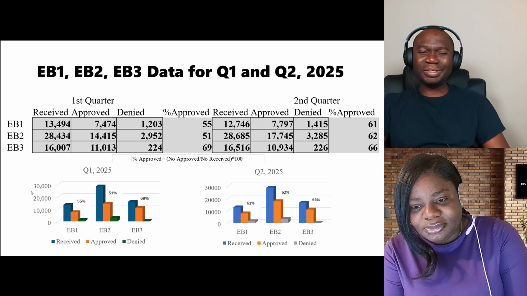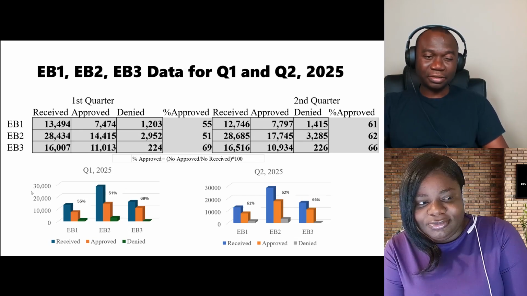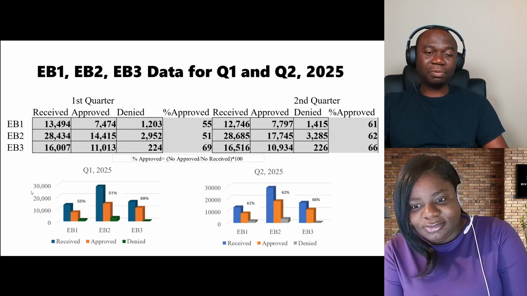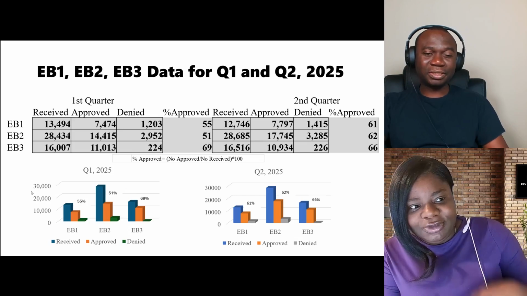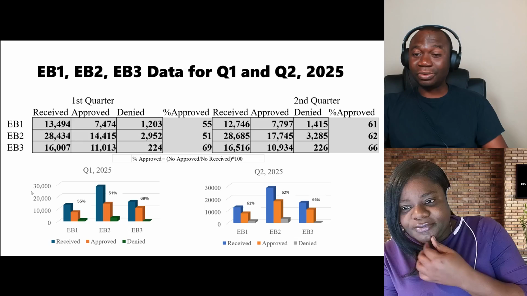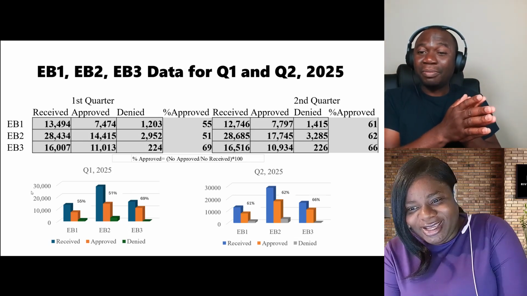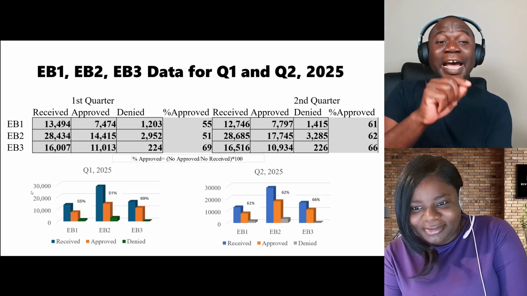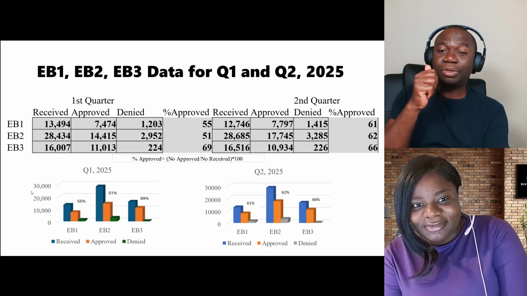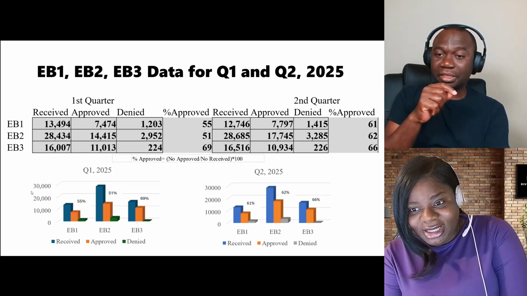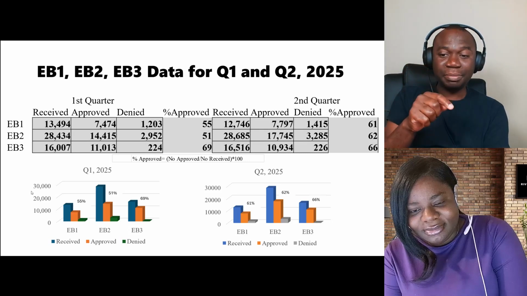If you add those three numbers together, 13 plus 28 would be about 41,000. Plus 16, that would be 57,000. They have received 57,000 employment-based applications already, and that's for just EB1, EB2, and EB3.